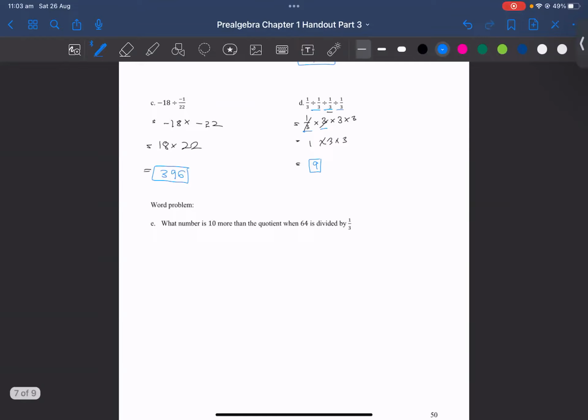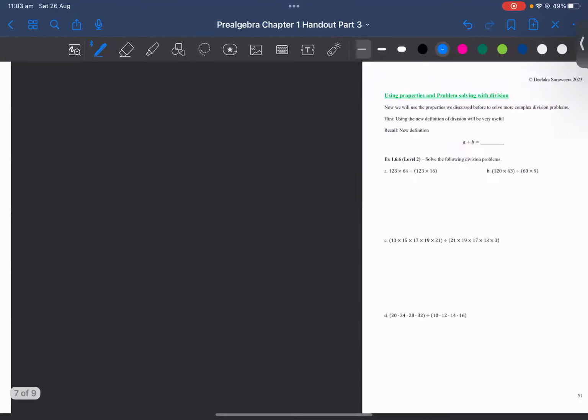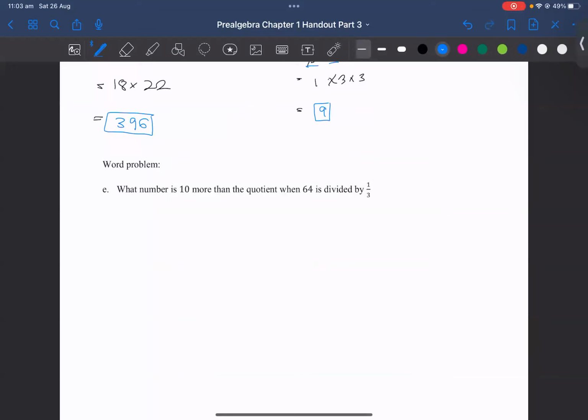So we're going to finish with one last problem before we finish for the day. It's this one, a word problem. I'll give you guys 2 minutes to just do this word problem, then we'll finish up.